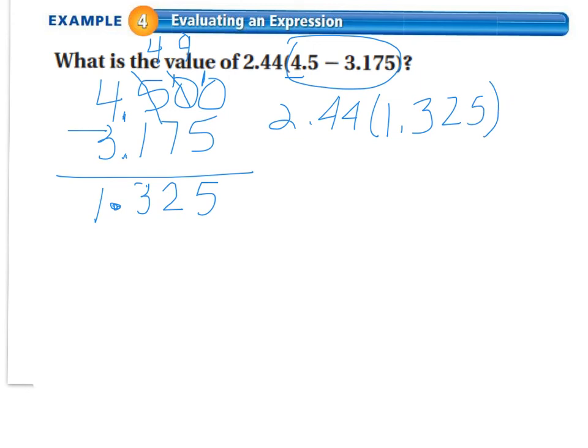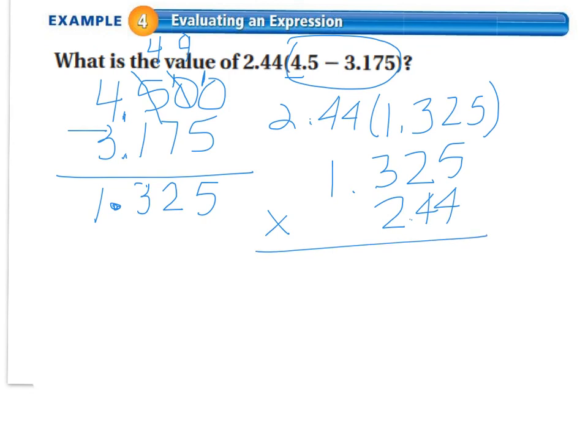I would never do multiplication in a horizontal state like that, so I'm going to rewrite them, and now I'm going to think, okay, I'm multiplying. The order doesn't matter. I'm going to write the number with the most digits first. For me, that is easiest to multiply. 1.325 times 2.44. First step in multiplying decimals is to multiply as usual. 4 times 5 is 20. 4 times 2 is 8, plus 2 is 10. 4 times 3 is 12, plus 1 more is 13. 4 times 1 is 4, plus 1 is 5.